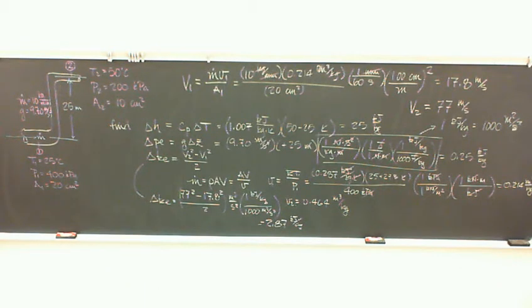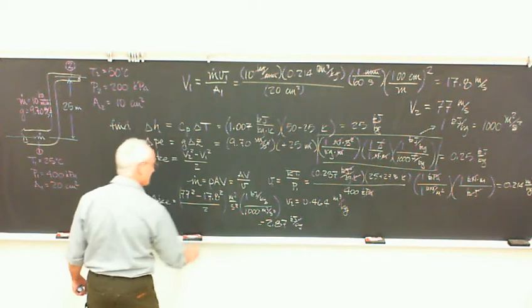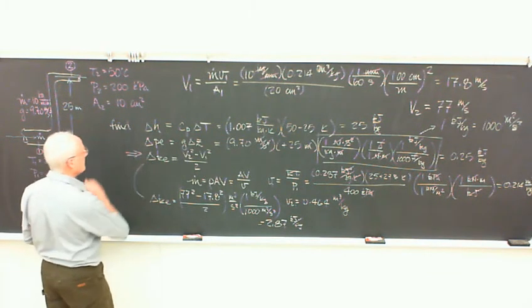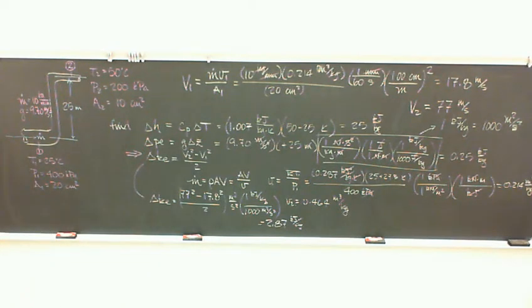All right, let's see. Ooh, I guess we need a get out of class question. Redo this part only for water instead of air going through those, but everything else the same. In fact, delta PE wouldn't change. Once you put the mass flow rate in, it changes the total change of potential energy.